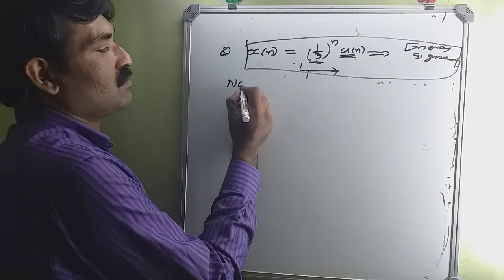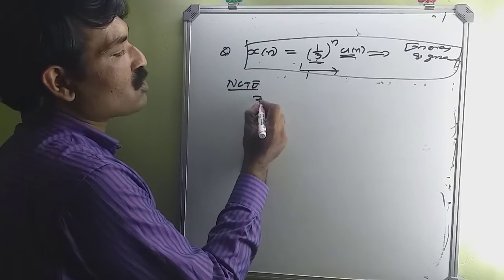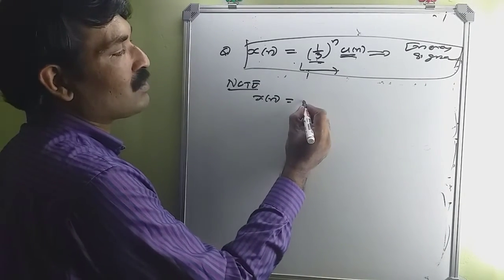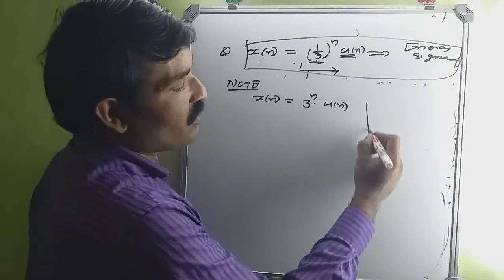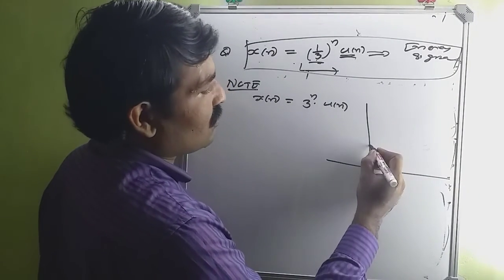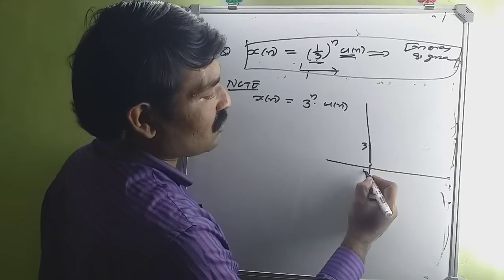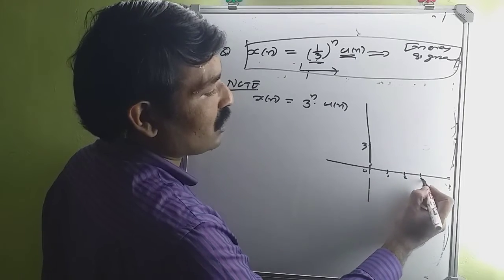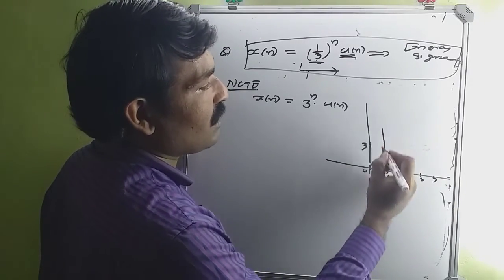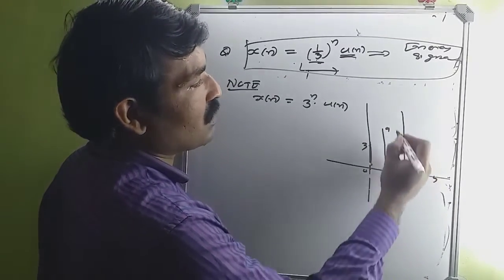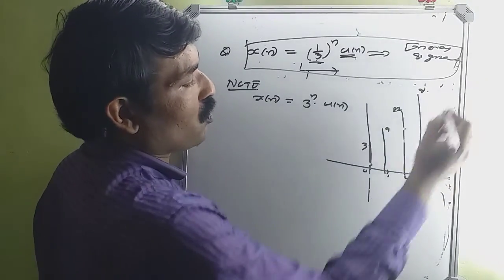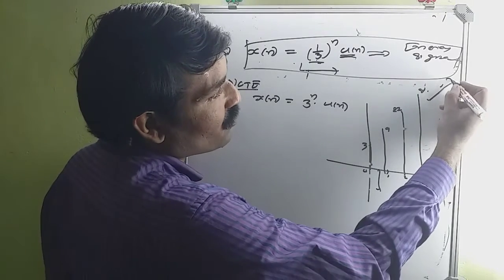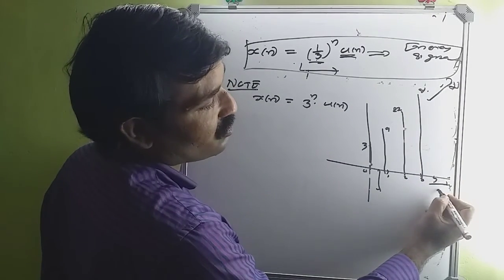Note. X of n is equal to 3 raised to n u of n. The signal will look like this: n equals 0, 1, 2, 3, 4. This is 9, then 3 cube, that is 27, 3 raised to 4 is 81, and so on. So this tends to infinity as n tends to infinity.